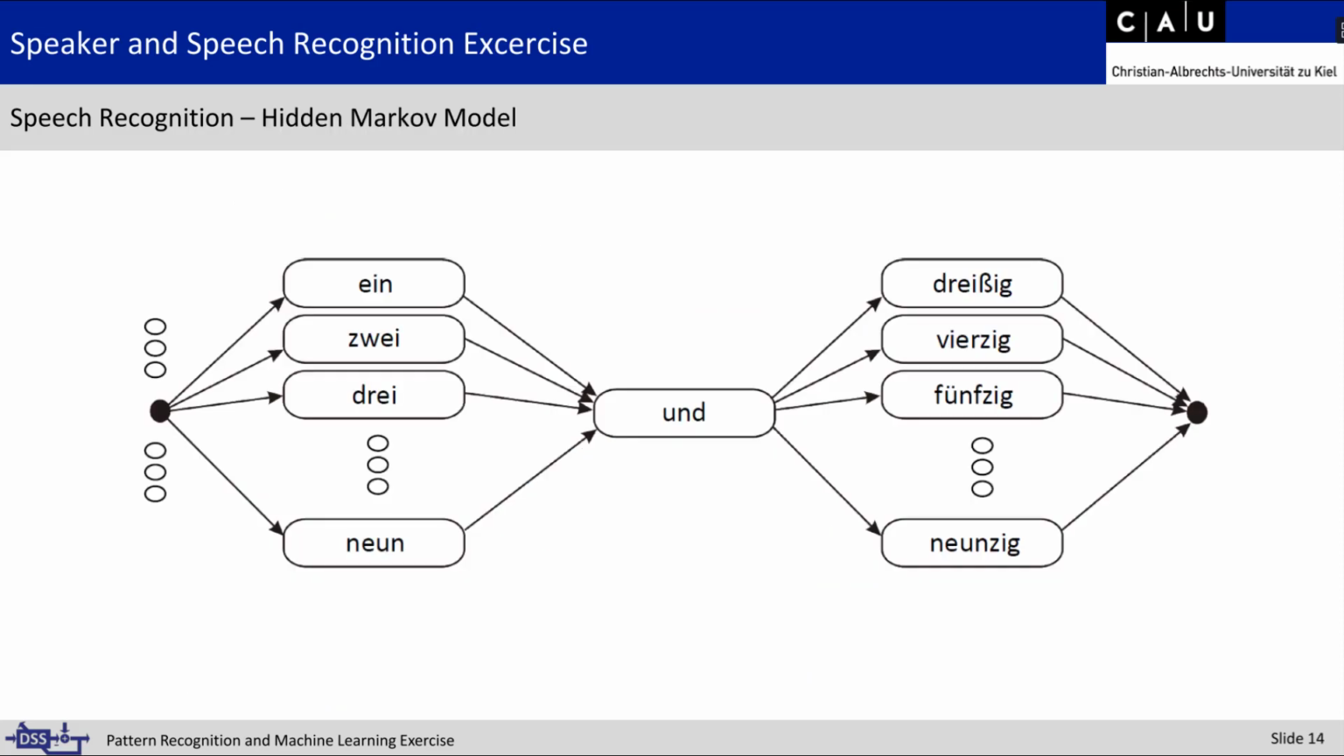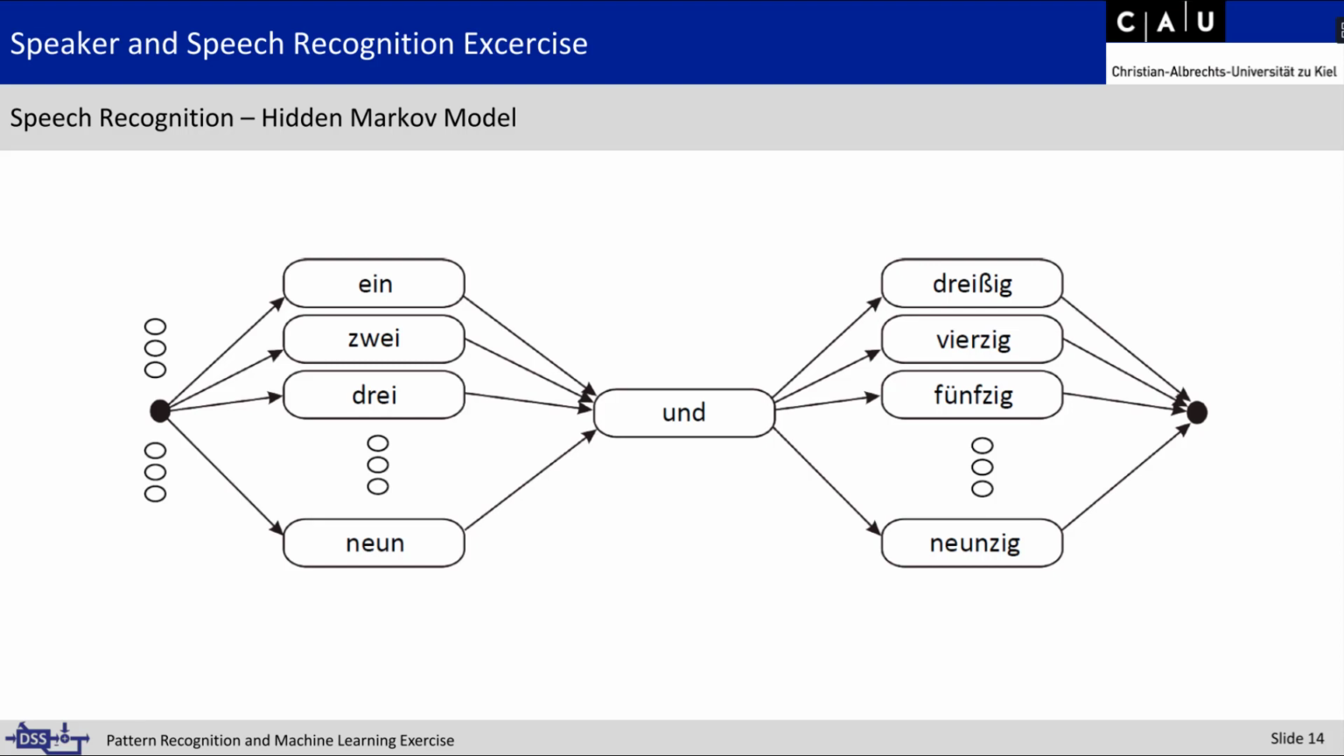At last, here's an example of such a hidden Markov model that maybe is used. This is an example in the German language. So we have the numbers 1 to 9, and in the German language we always connect a two-digit number with an "und", which is an "and" in English. And afterwards we have the big numbers, so the first part of a two-digit number, for example, which might be 30 to 90. And this pretty much shows the concept of a hidden Markov model.